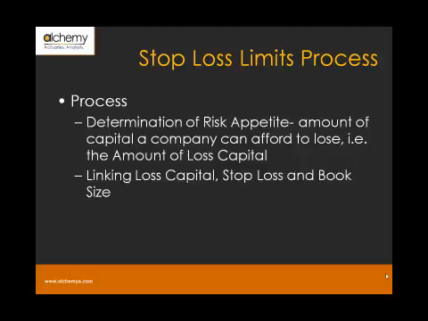Now this 50 million I can use to take on risks and bets and lose this money if there is a need, but it ensures that my principal is protected and I earn and book and realize a minimum possible return. So that's an example of quickly linking loss capital with stop loss and book size.